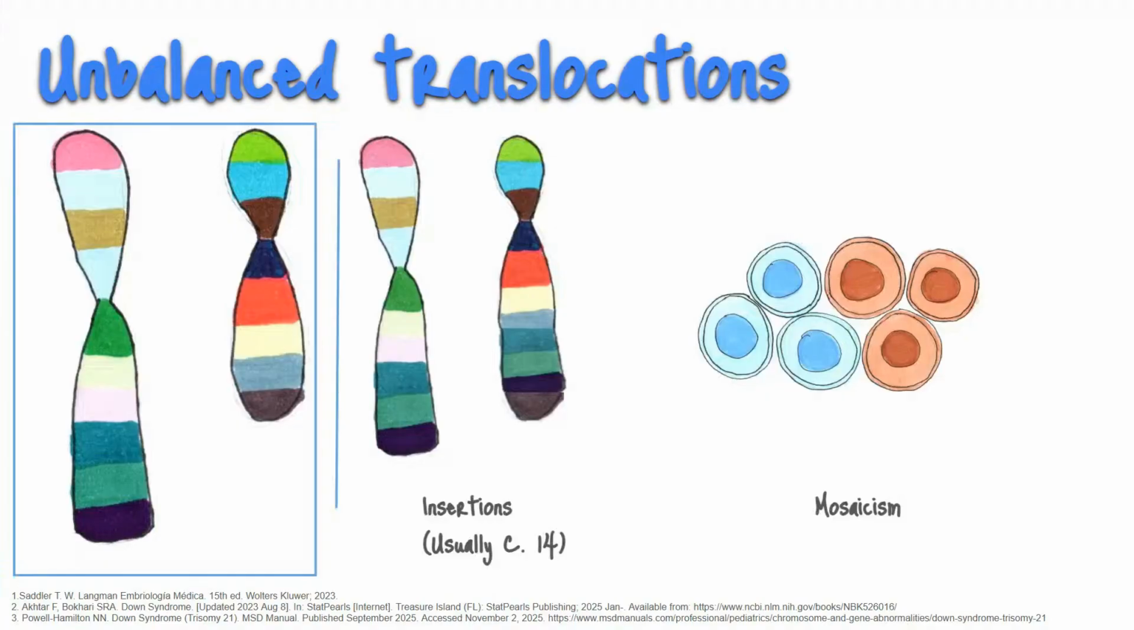Some more are insertions. An insertion is the addition of one or more nucleotides into a DNA sequence, or a larger segment of one chromosome being inserted into another. In this case, the long arm of chromosome 21 attaches to another chromosome, usually chromosome 14. Mosaicism, where postzygotic mitotic errors happen, and you have two different cell lines in one individual with varying degrees of compromise.